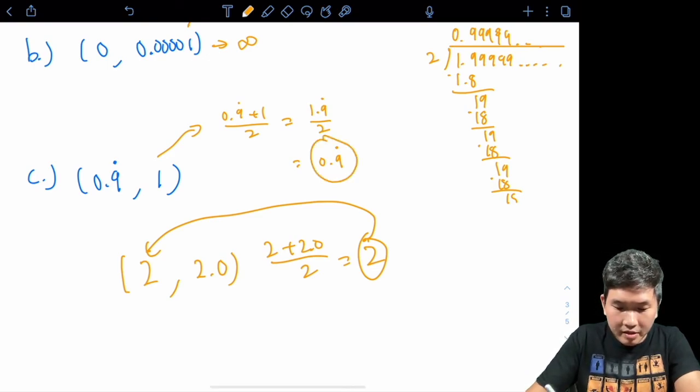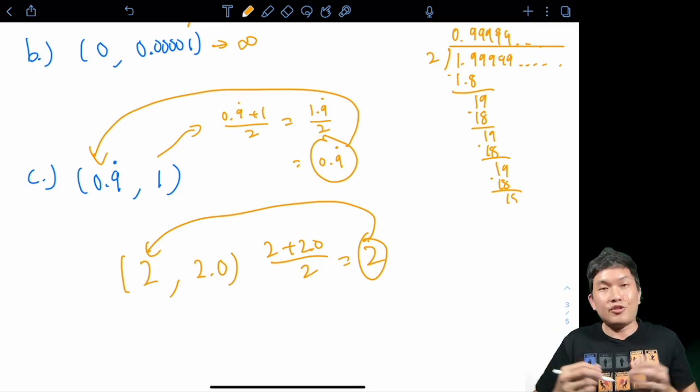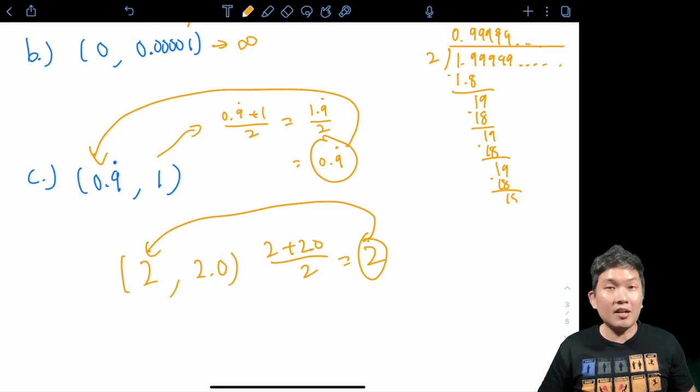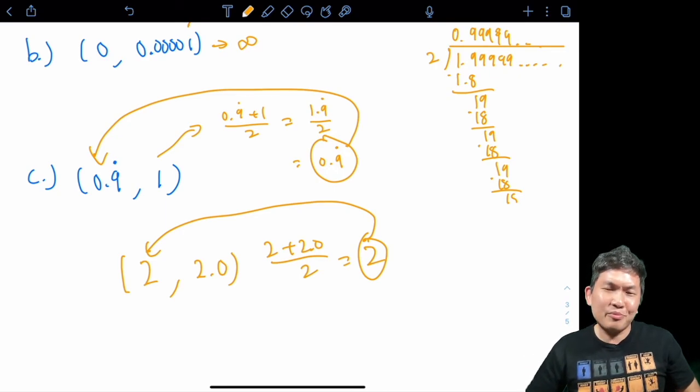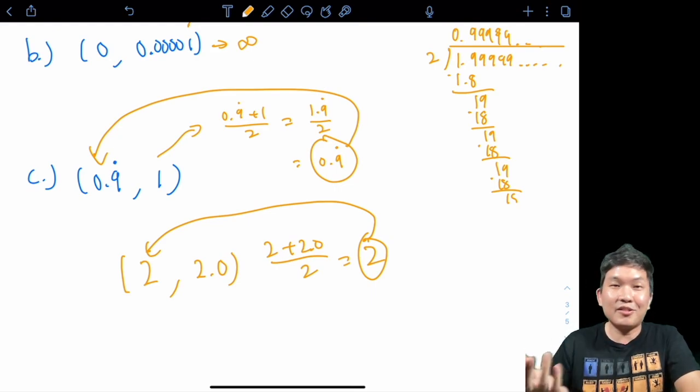And over here, we have the same results. That is, if you add these two numbers, 0.9 repeating and 1 together, and you divide it by 2, you get 0.9 repeating again. That shows that these two are indeed the same number. And I find that this is a very beautiful proof, a very beautiful explanation on why 0.9 repeating actually equals 1.